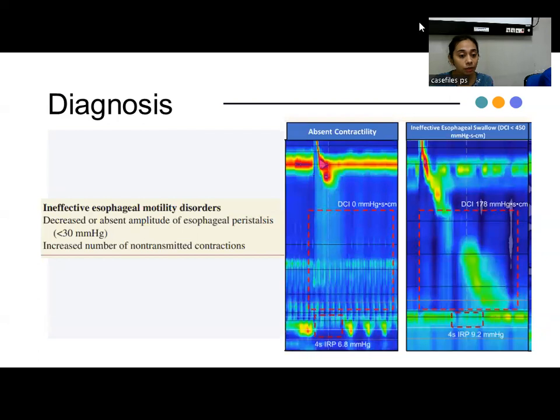There are conditions where the motility of the esophagus can be reduced. In ineffective esophageal motility disorders, there is decreased or absent amplitude of esophageal peristalsis, that is less than 30 mmHg, and there is an increased number of non-transmitted contractions. In these two graphs, initially we can see absent contractility where no peristalsis is seen, and the DCI is 0 mmHg second centimeter. In ineffective esophageal swallow, when the DCI is less than 450, these swallows are known as ineffective, and when it is less than 100, it is known as failed peristalsis altogether.